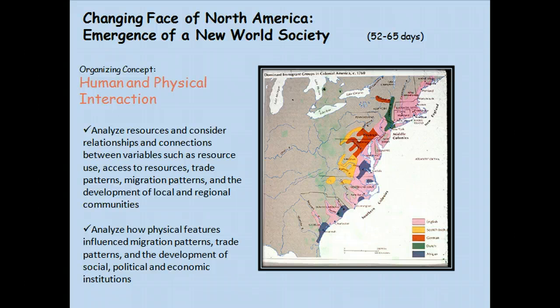To learn about this concept's understandings, students will analyze resources and consider relationships and connections between variables such as resource use, access to resources, trade patterns, migration patterns, and the development of local and regional communities. Students will also analyze how physical features influence migration patterns, trade patterns, and the development of social, political, and economic institutions.